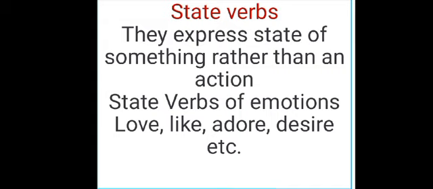So the first category of state verbs is state verbs of emotions. As the name indicates, it is about the emotions. The verb expresses the emotions of a noun or a pronoun, or of a subject. For example, love, like, adore, and desire. These are the words which describe the emotions or the feelings of a noun. They're not action verbs, they're not showing any kind of action, rather they express the emotions of a noun. So that's why they have been categorized into state verbs of emotions.